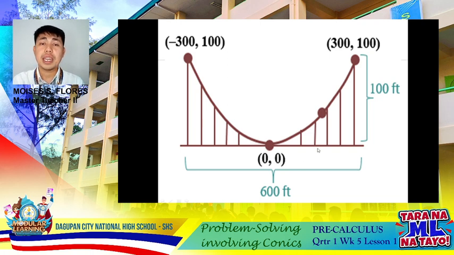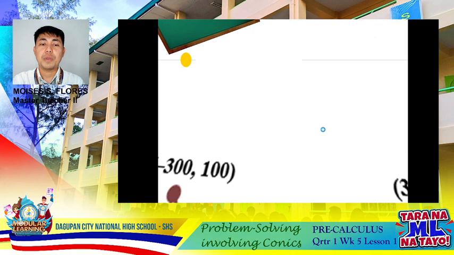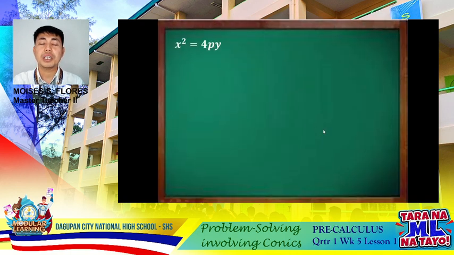Okay, and of course, another given is that from the center, it is 150 feet away. So there you have it. And the other question is, of course, how high is that? So therefore, y is unknown from our representation. Okay, so as we analyze further from our given parabola, it is said to be in an upward position, meaning upward opening, so our working formula as our standard form would be x² = 4py.